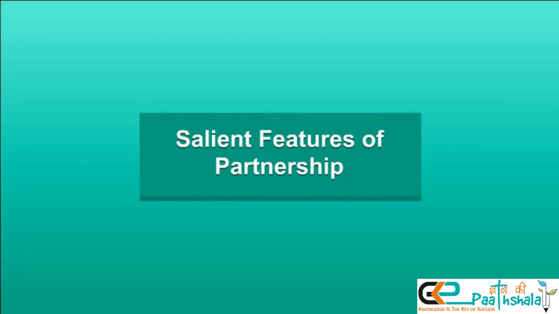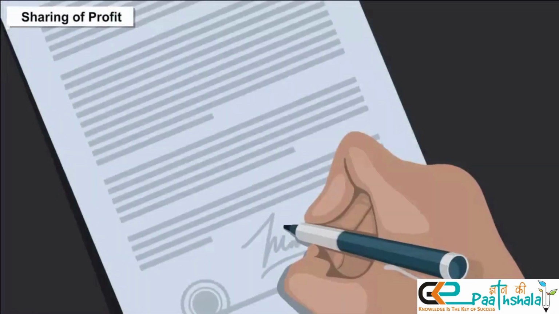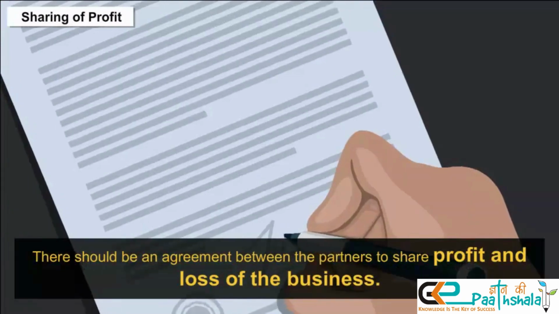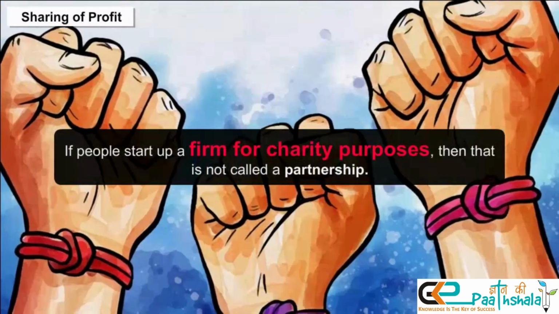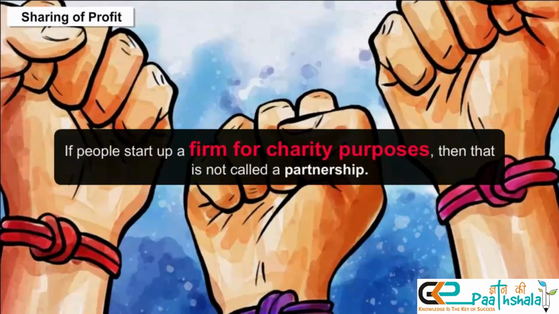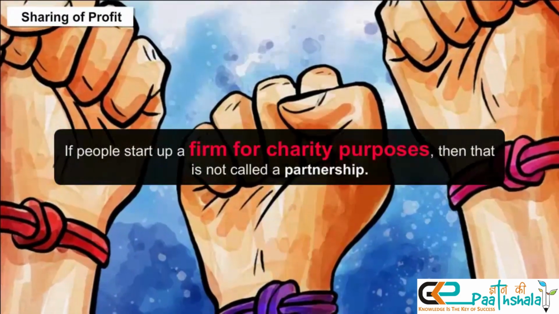Salient features of partnership. Sharing of profit. There should be an agreement between the partners to share profit and loss of the business. If people start up a firm for charity purposes, then that is not called a partnership.